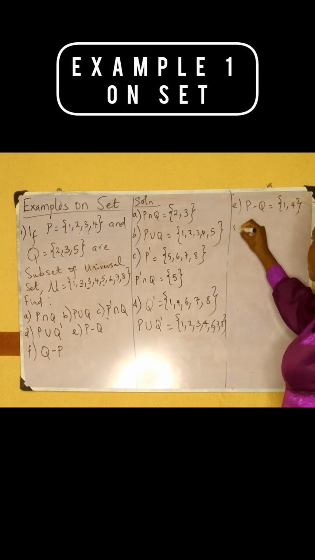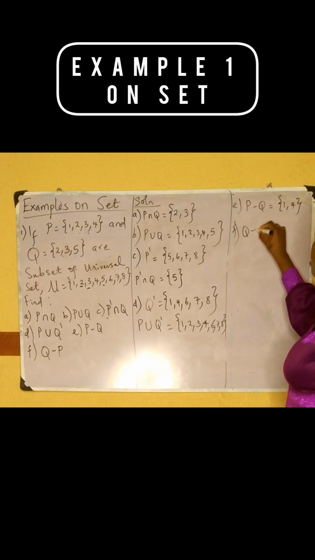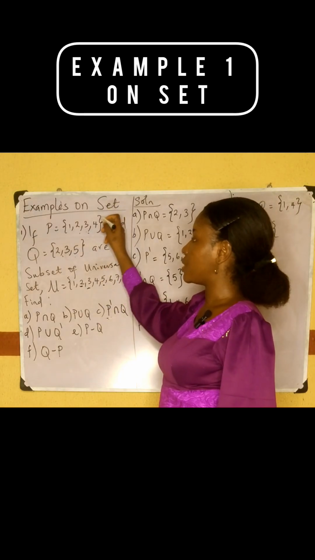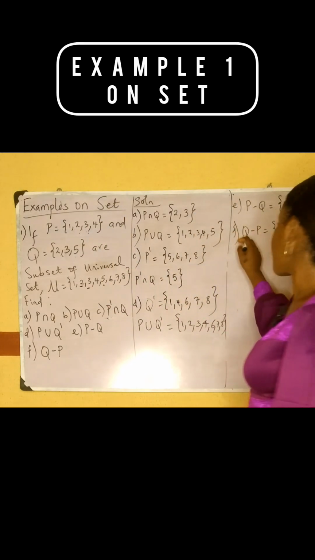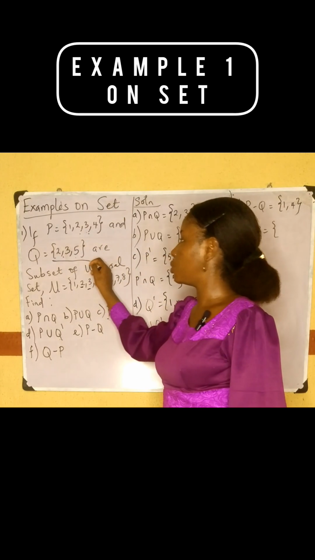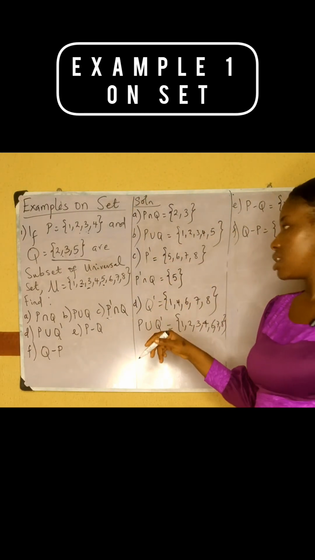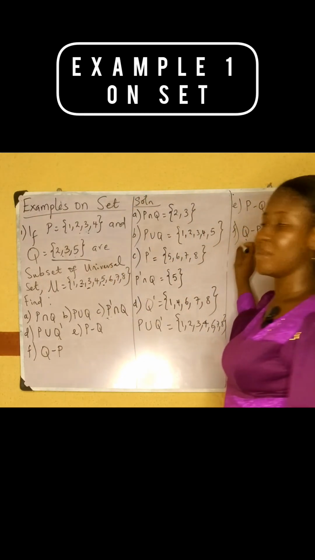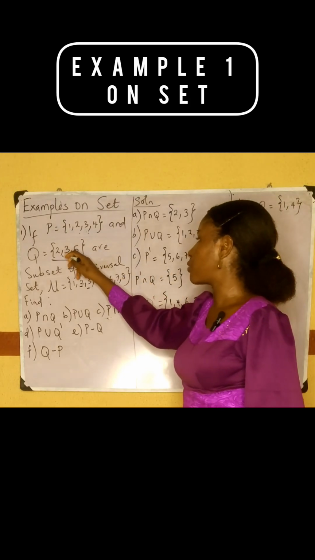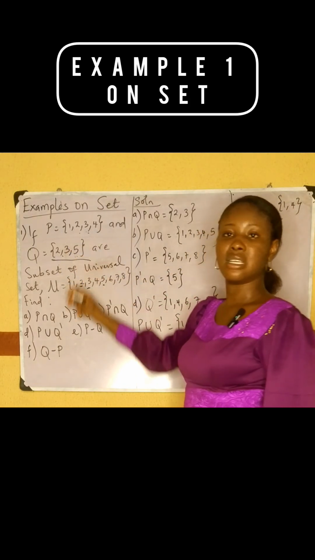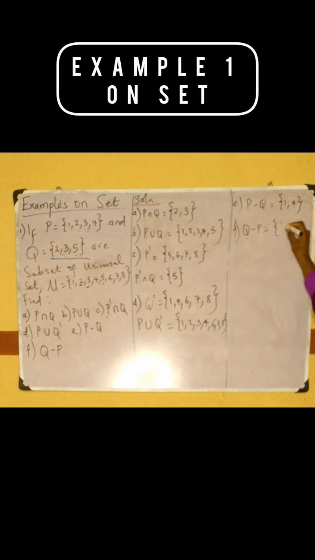For the last one, Q minus P. We want the elements of P that are also in Q. Q is coming first, so your focus should be on Q. The elements in P that are in Q are 2 and 3. Remove them from the first set. That's Q. If I remove 2 and 3 from Q, what will remain? 5. That's the result I'm writing.